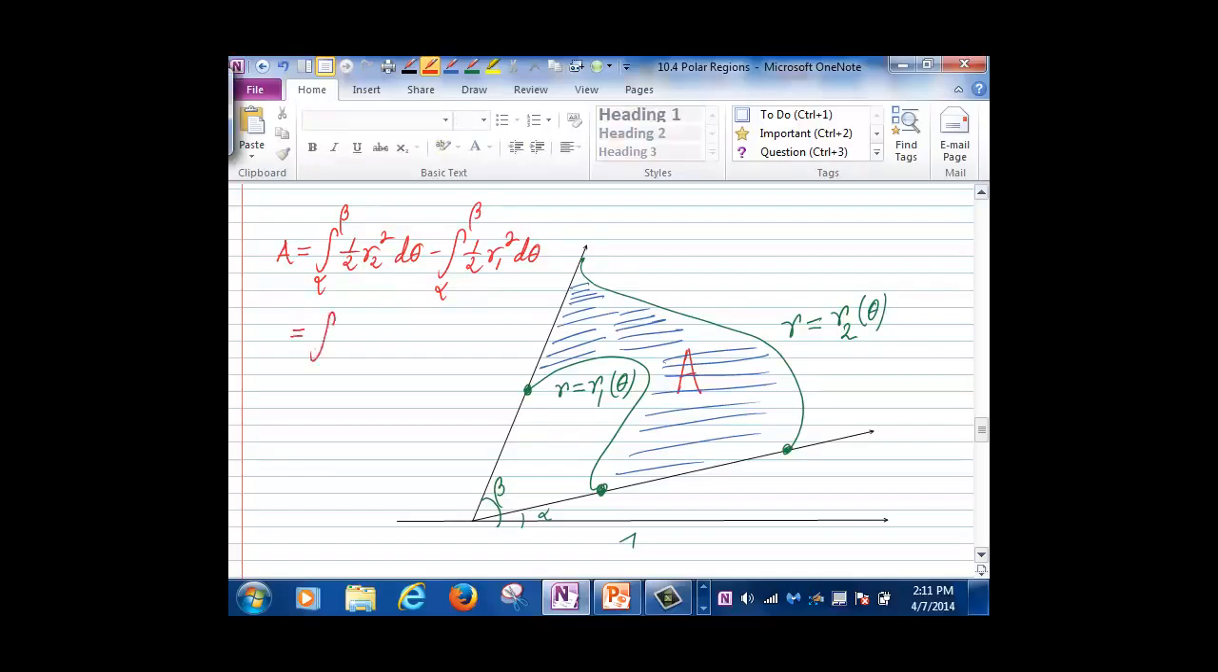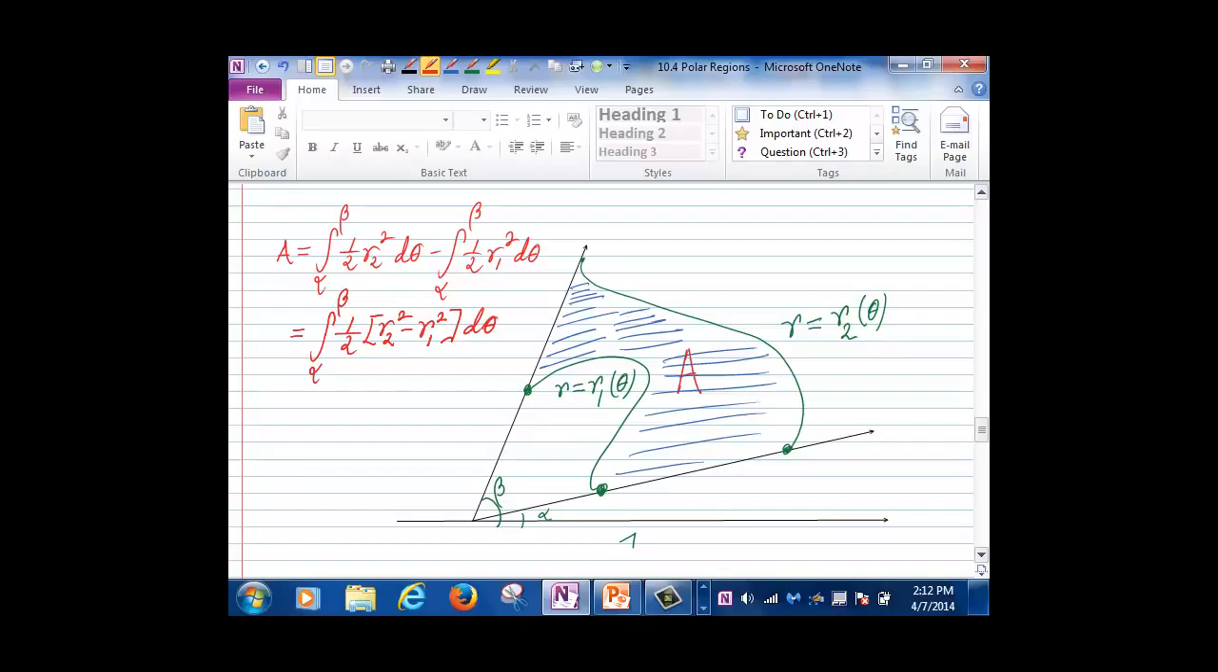Now we can combine the two integrals. Is it okay to say that I can combine them as half R2 squared minus R1 squared d theta? So basically before the formula was half of radius squared, now the formula is half of outer radius squared minus the inner radius squared.